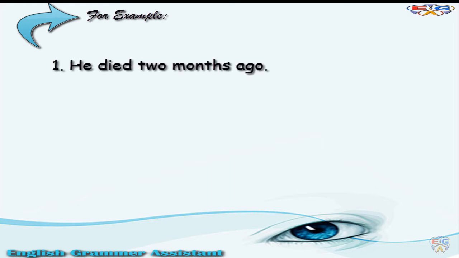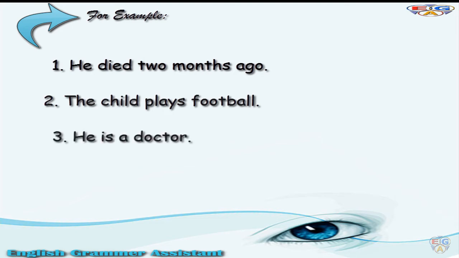For example, 1. He died 2 months ago. The verb here is intransitive. 2. The child plays football. The verb here is transitive, and the object is football. 3. He is a doctor. The doctor is a noun complement of the verb to be, is. 4. He feels tired. Tired here is an adjective complement of the non-action verb, feel.